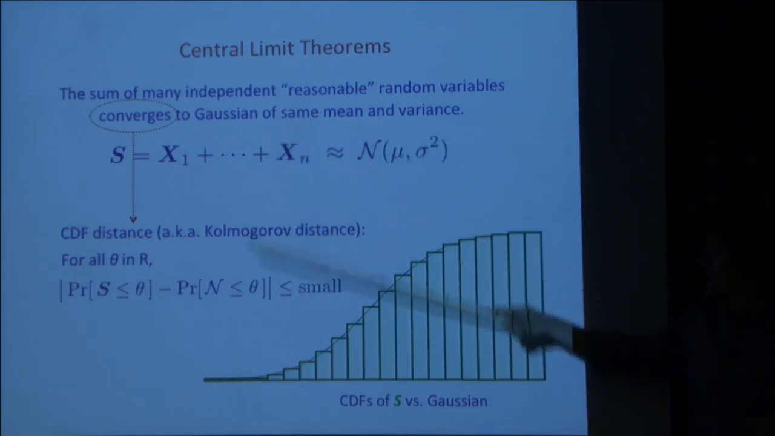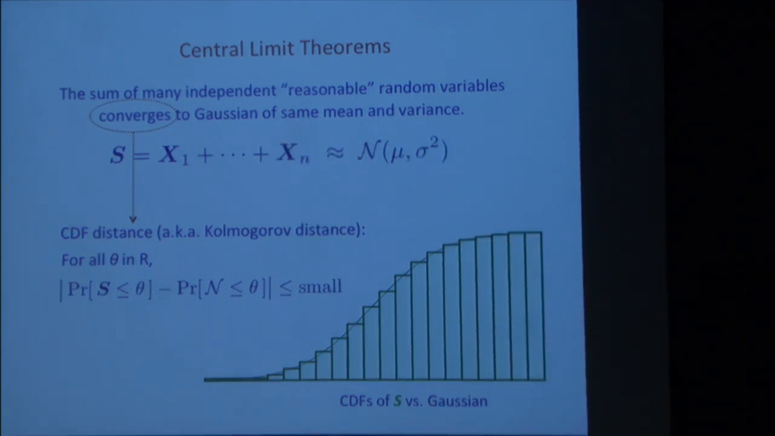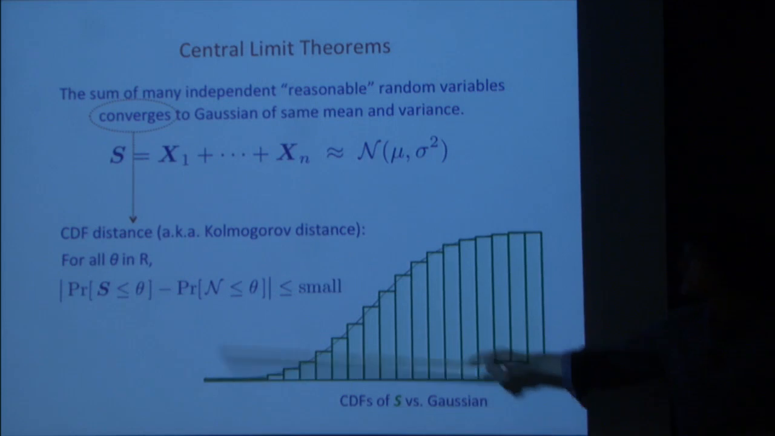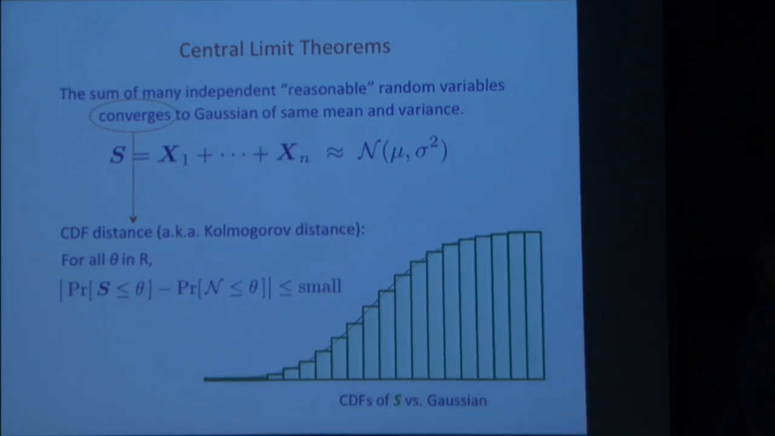There are many ways that this statement could be interpreted. The relevant way for this talk, and it's very natural, as we'll see in a second, for half spaces and intersections of half spaces, is that we'll always be thinking about closeness between distributions in terms of the CDF distance, or the Kolmogorov distance.